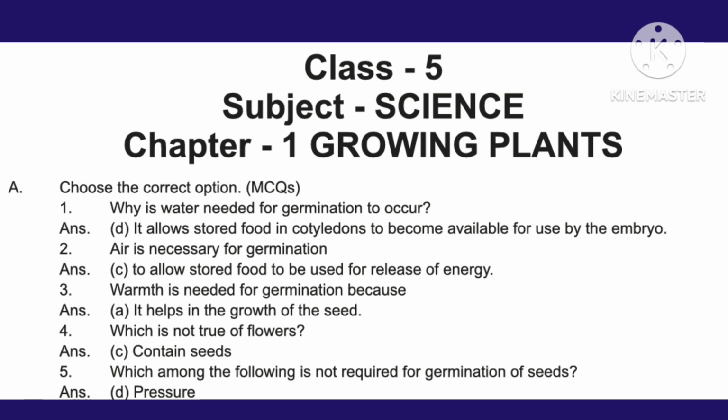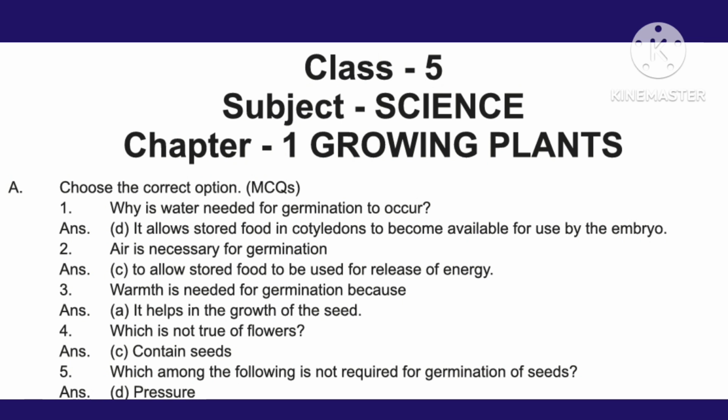तो आज हम करने जा रहे हैं चैप्टर 1 ग्रोइंग प्लांट्स के क्वेश्चन आंसर। तो पहला है चूज़ द करेक्ट ऑप्शन MCQs। पहला है why is water needed for germination to occur? Answer: it allows stored food in cotyledons to become available for use by the embryo. Second, air is necessary for germination.